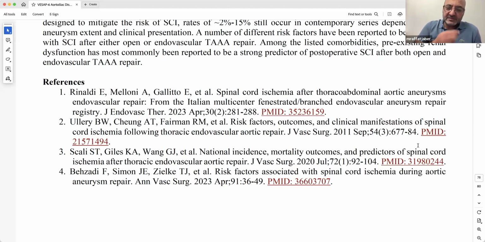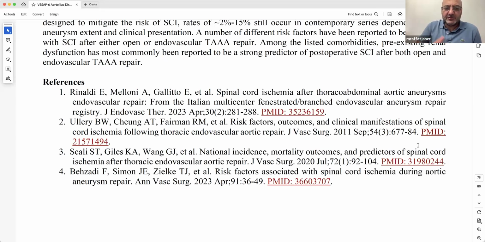On the high-risk features, we fix them. That's an indication to fix type B dissection in the subacute stage, a week or two later. The most important one is pain, and then the second one is radiographic: radiographic malperfusion, such as a very small true lumen, or a big size of the aneurysm. These have to be fixed in the acute stage.